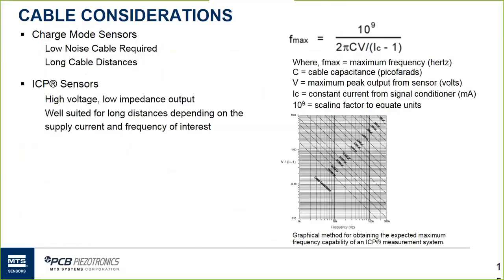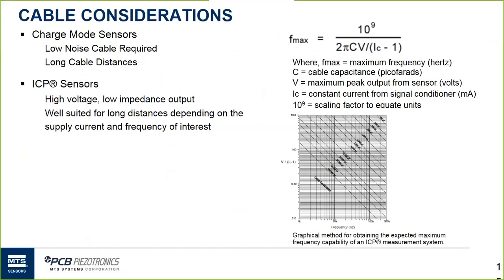So the next slide talks about cable consideration. As I mentioned earlier, cable is a weak link in the measurement chain, predominantly because it can be damaged easily by being stepped on accidentally or due to fatigue over time if not properly stress relieved. There are two types of sensor technologies that we've been talking about, piezoelectric, being charge output sensors.